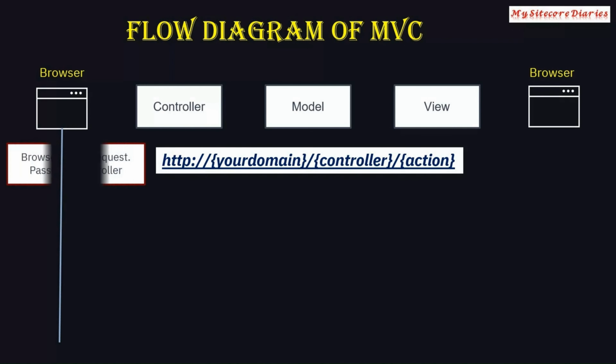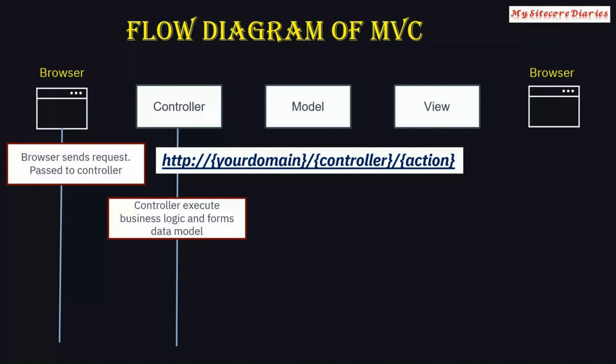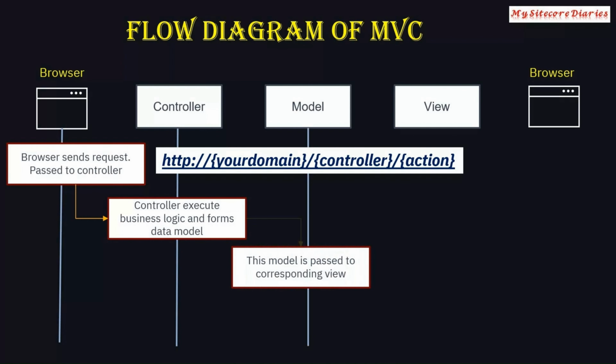Okay, so when the browser sends a request, it passes to the controller. So it identifies what the controller is and it executes that controller action. Okay, so the controller executes the business logic and forms a data model. So it creates a data model. The request goes to the controller action, which gets executed, and that will execute the business logic, and it creates the model. Okay, so this model is passed to the corresponding view.